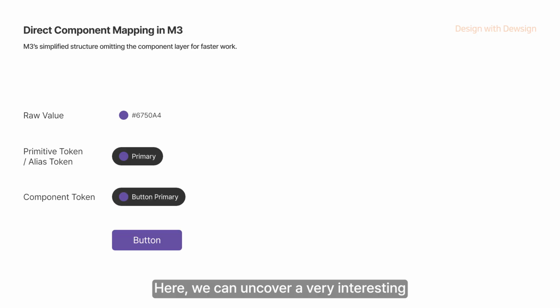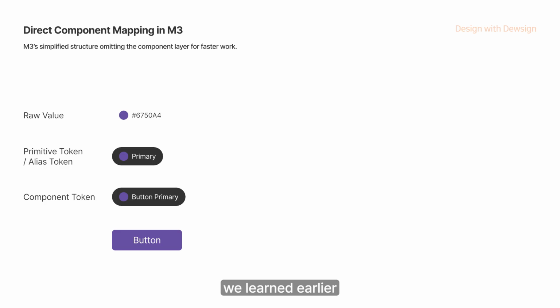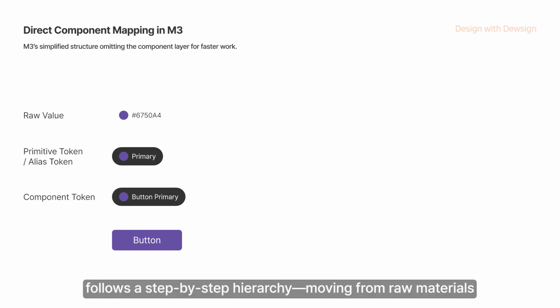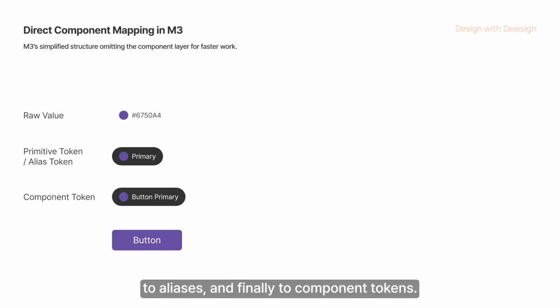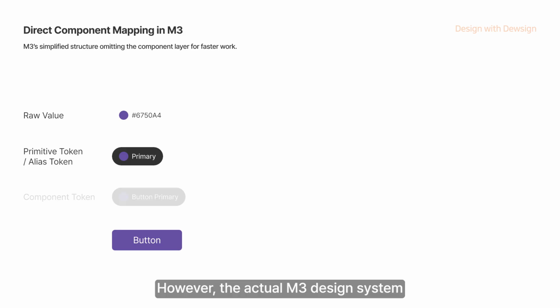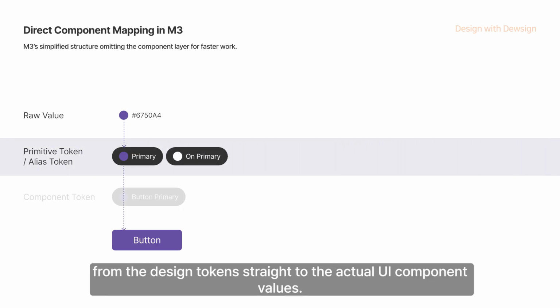Here, we can uncover a very interesting characteristic of Material Design structure. The standard design token approach we learned earlier follows a step-by-step hierarchy, moving from raw materials to aliases, and finally to component tokens. However, the actual M3 design system boldly omitted this component token layer. Instead, it uses a structure that maps directly from the design tokens straight to the actual UI component values.